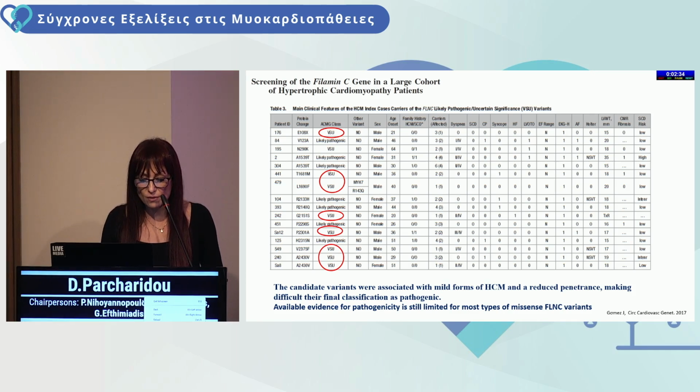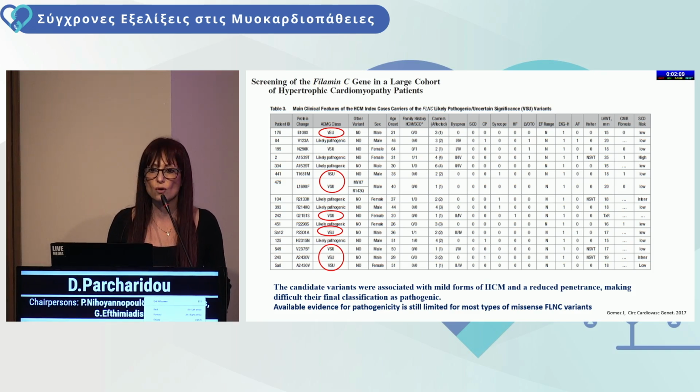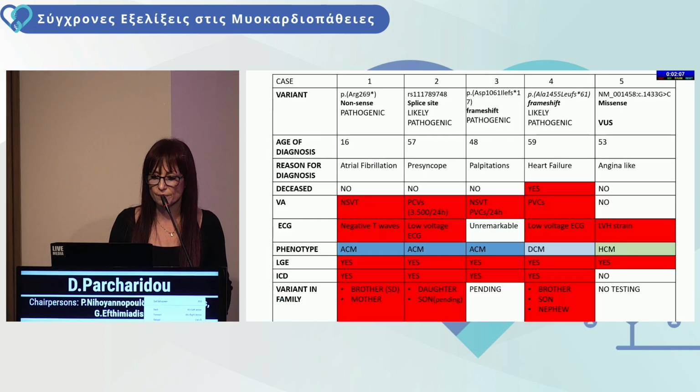So the candidate variants were associated with mild forms of hypertrophic cardiomyopathy and reduced penetrance, making their final classification as pathogenic difficult. The available evidence for pathogenicity is still limited for most types of missense Filamin C variants, and this is in contrast with the truncating variants that are most likely pathogenic and cause arrhythmogenic cardiomyopathy.